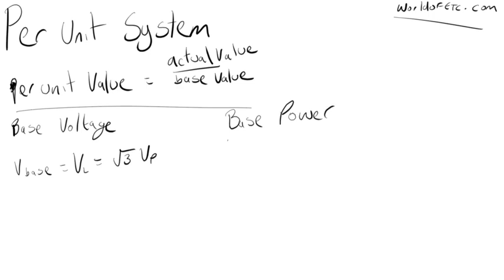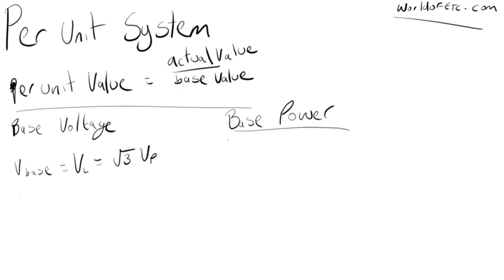Base power. The base power is usually given in MVA ratings, say like the transformer, and you tend to try and pick the most common one, because everything is based on your base power. That'll become more clear in a minute when we do an example.